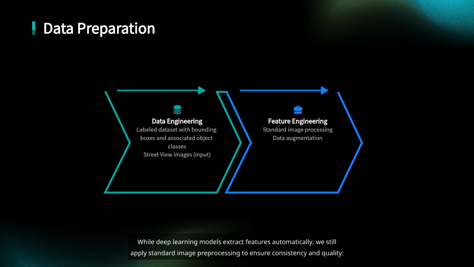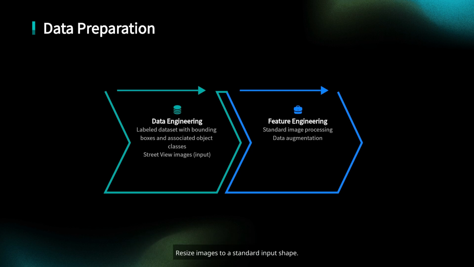While deep learning models extract features automatically, we still apply standard image pre-processing to ensure consistency and quality. Resize images to a standard input shape. Normalize pixel values. Apply color corrections if needed. Data augmentation is especially important to make the model robust.